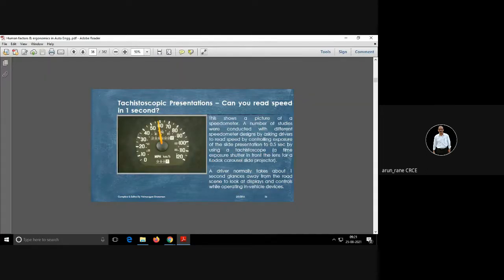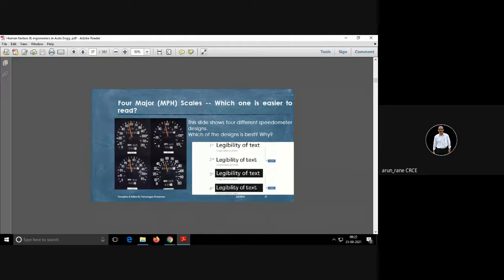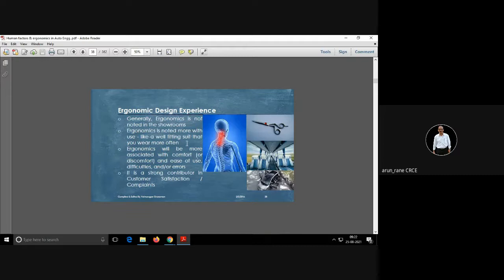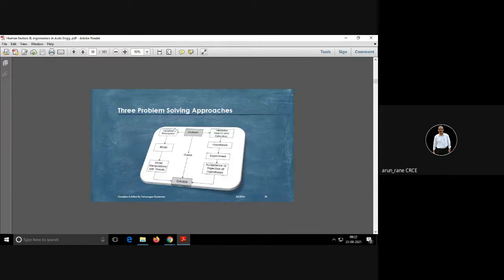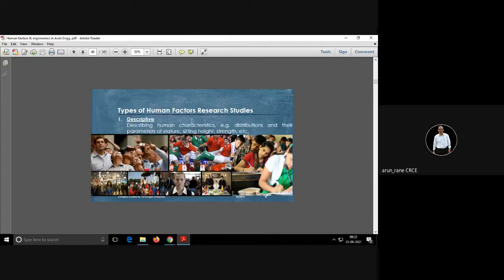Then here, how can you read the speed in 1 second? How this scale or this dial can be designed so that you can read it comfortably. These are the designs of the different dials and how the text can be read very comfortably. And what are the three problem solving approaches? That is what we saw yesterday.